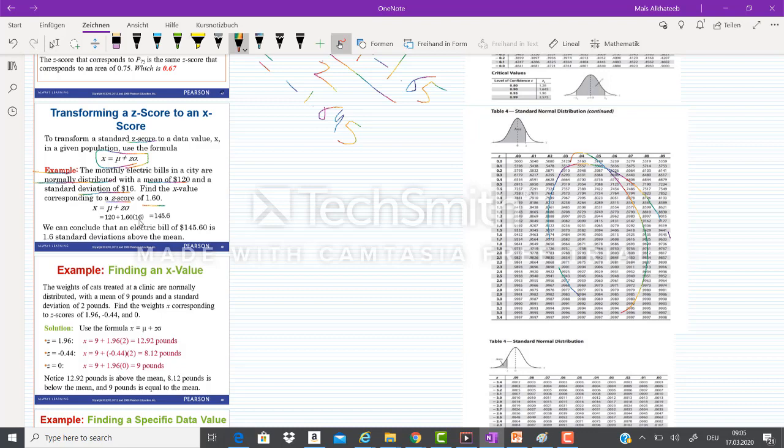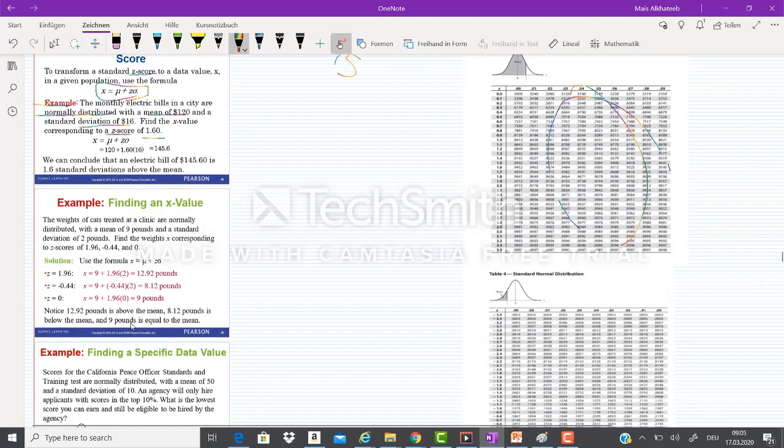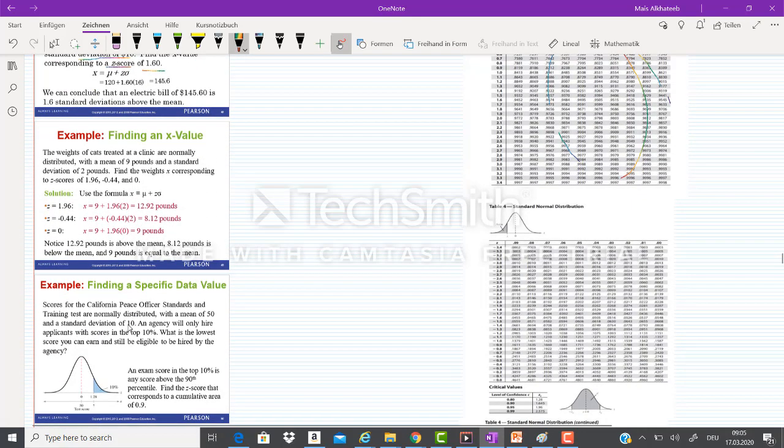145.6. Okay, so now if we go to another point, which is: the weights of cats treated at a clinic are normally distributed, with a mean of 9 and a standard deviation of 2.